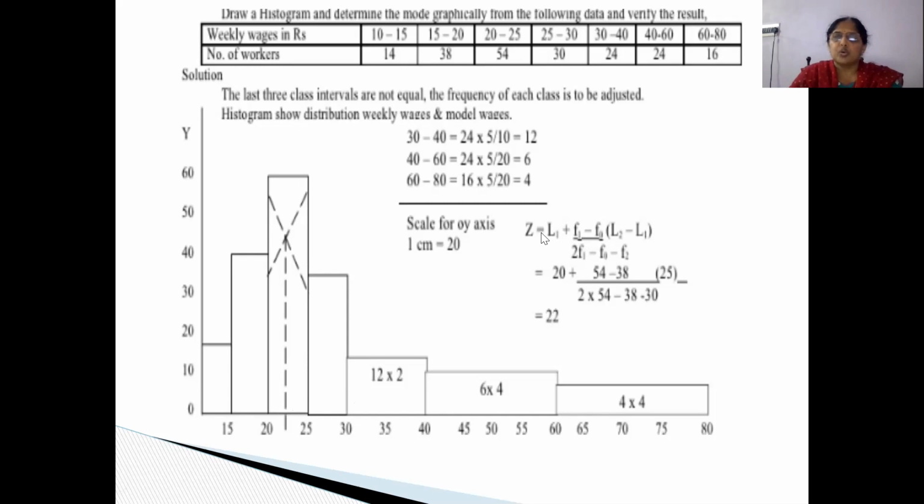So this can be shown in the formula method also, where the value is 54. 54 minus 38. Next, 2 into 54 minus 38, minus this one, F. So into what is that value? L1, that is the lower limit, is how much? 20. Upper limit difference is just 5.